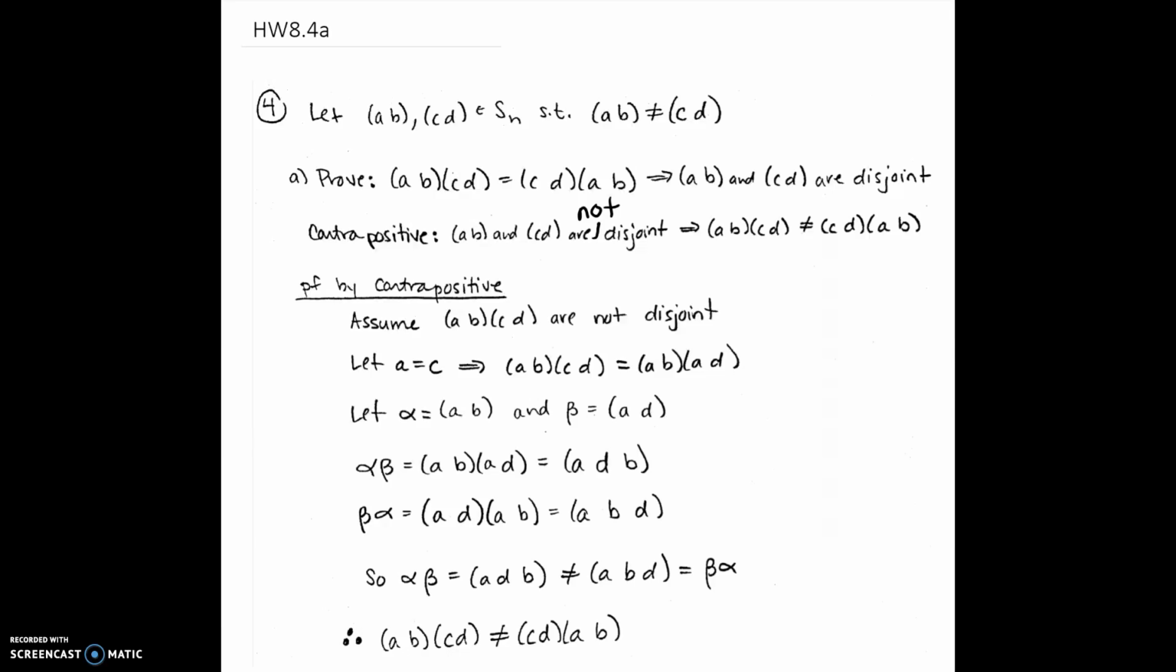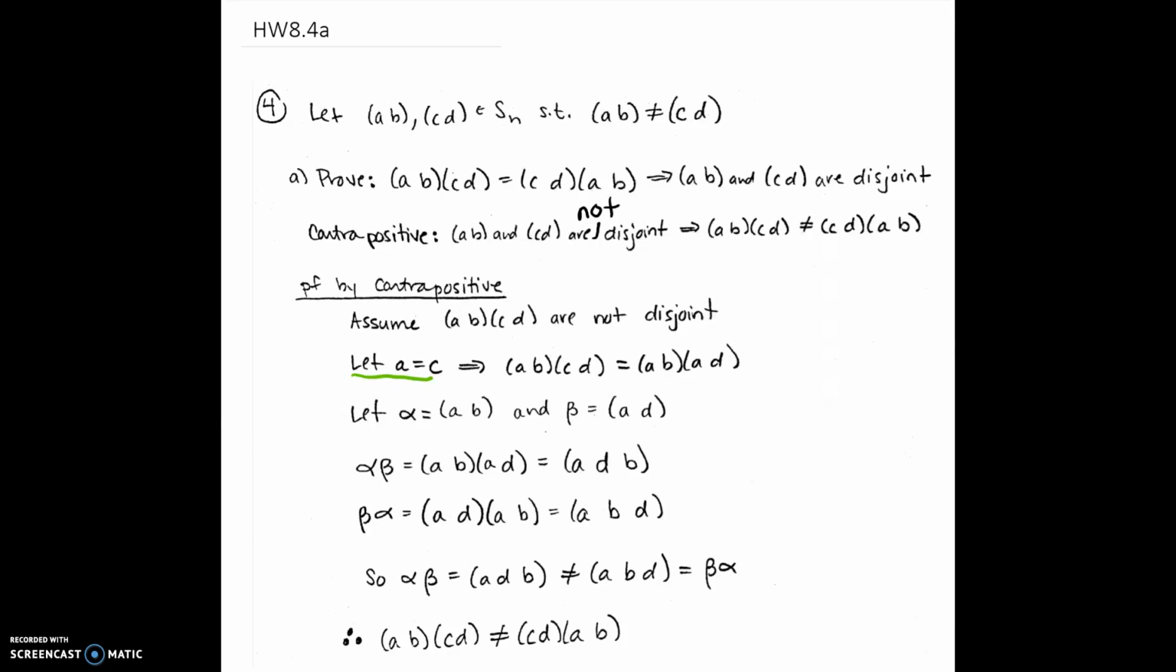First line is assume that AB and CD are not disjoint. So if they're not disjoint, they must overlap. So we said let A equal C, which means that ABCD would really equal ABAD. So let alpha equal AB and beta equal AD. So alpha beta would be ABAD, which would be ADB.